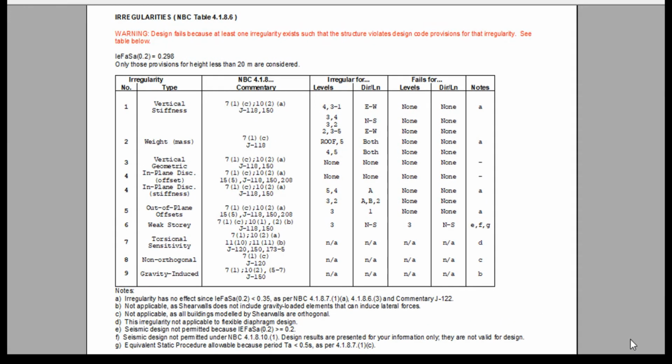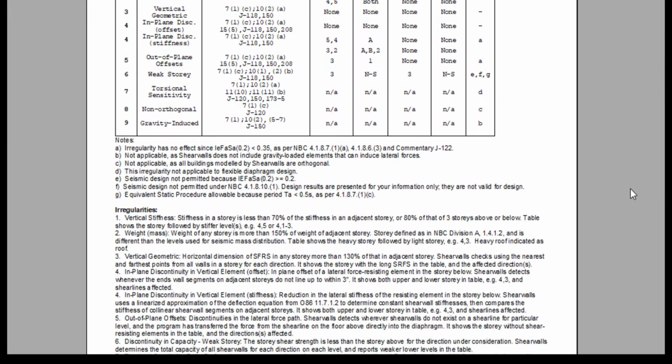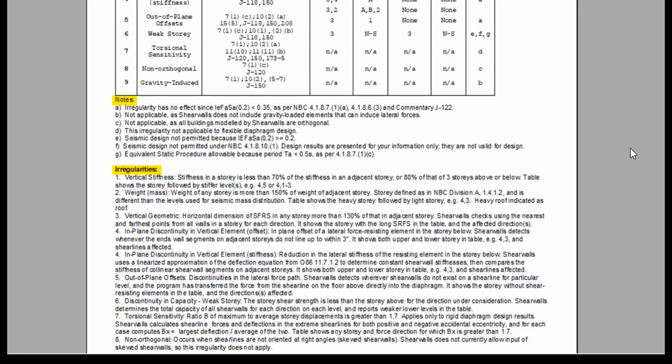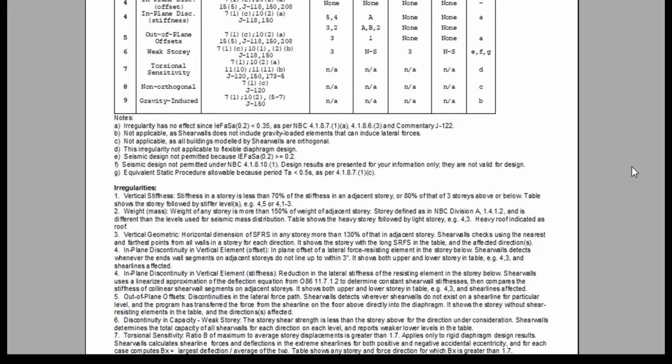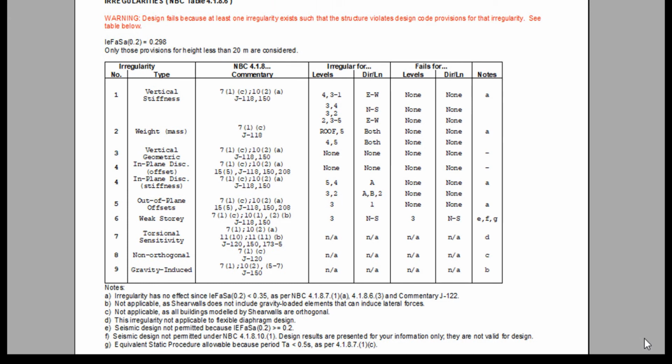Finally, seismic irregularities, per NBC table 4.1.8.6, are summarized here. Make sure you refer to the numerous notes that describe what the irregularity is. Some irregularities are not detected by the software, notably irregularity 8 and 9, as the software does not permit non-orthogonal walls or gravity-induced irregularities. These show not applicable.